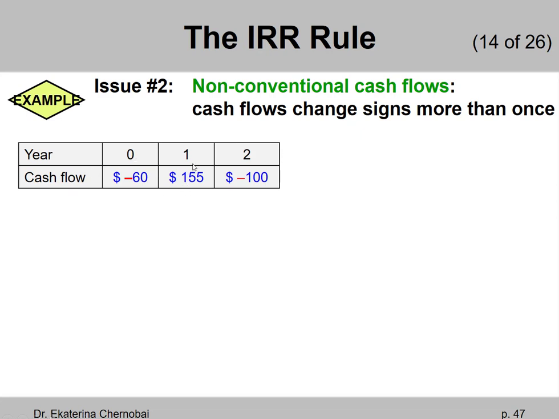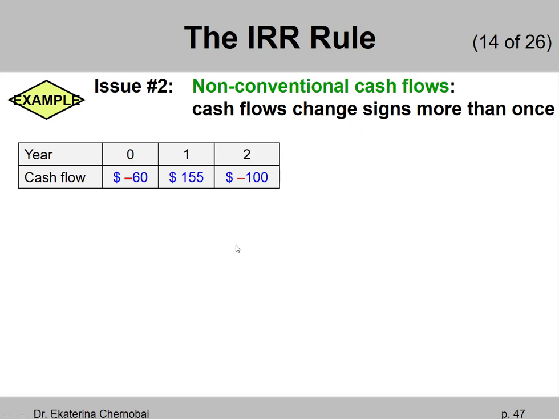It's a 2-year project. In year 0, you invest $60. In year 1, you receive $155. But in year 2, you again need to spend a lot of money, and the cash flow then is negative 100. Here, the cash flows change signs 2 times. From negative to positive when we go from year 0 to year 1, and then again from positive to negative when we go from year 1 to year 2.